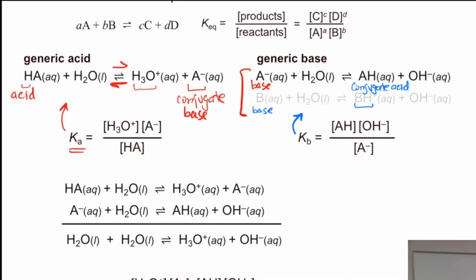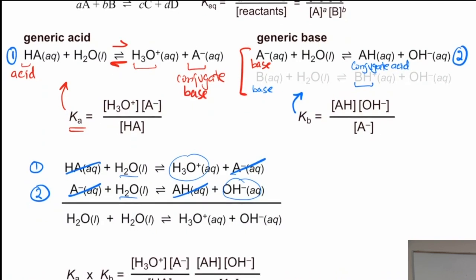So if we were to add these up, just take equation 1 and equation 2 and add them up and see what we get. So we have HA in aqueous solution, which cancels with HA in aqueous solution here. We have A minus here, which cancels with A minus here, and we're left with 2 H2Os, liquids, in equilibrium with the hydronium ion and the hydroxide ion. Which, if you go back and look, this is your net ionic equation.